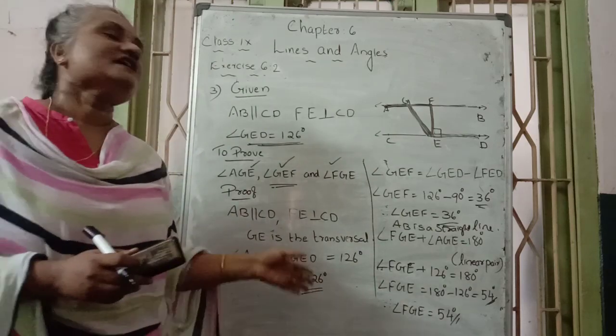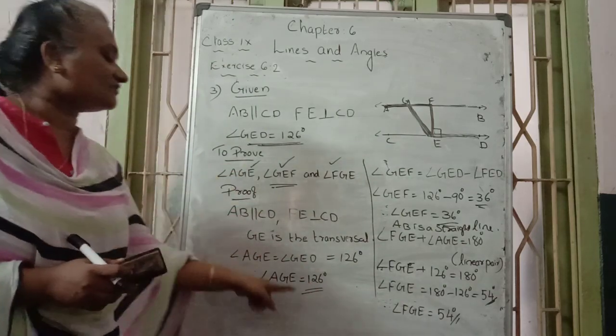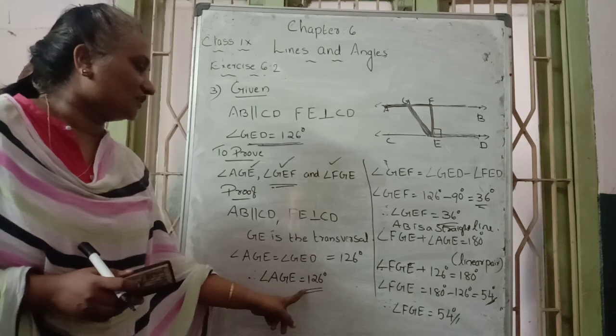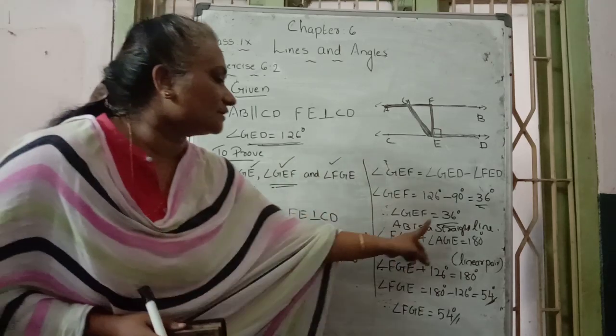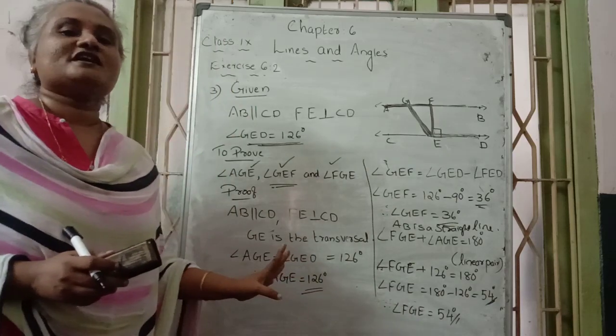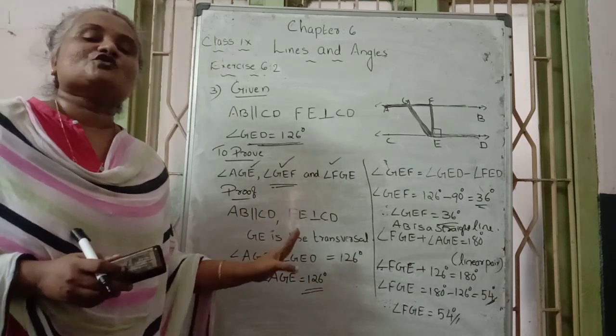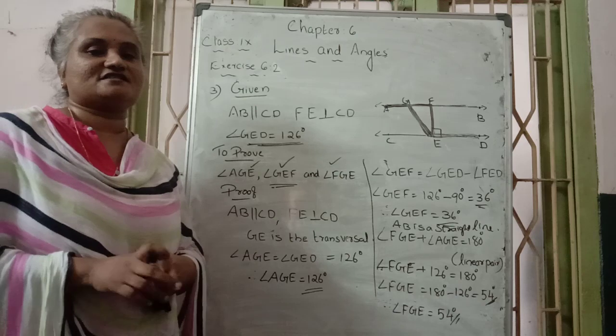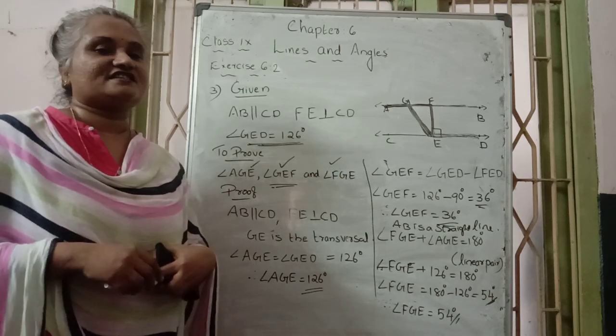I hope you can understand. Here they ask for three angles, and we found AGE is 126, GEF angle is 36, and FGE angle is 54 degrees. They ask to find out the value of these three angles. I hope you can understand this question.